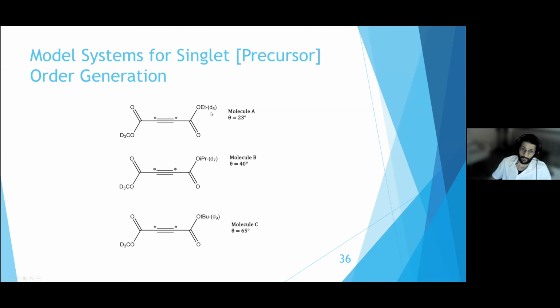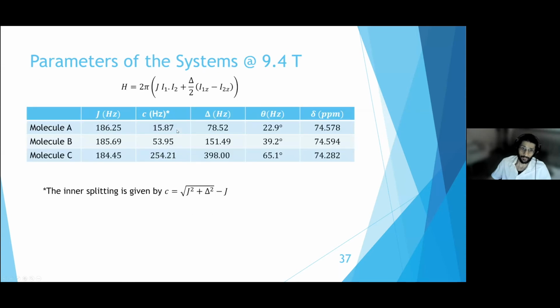But another thing you'll notice is that we've used deuterated substituents. And this turns out to be important because deuterons are less magnetic, and proton out-of-pair dipole interactions are really going to influence the singlet order here. We want to keep this 13C2 singlet order as long as possible. So deuterated is better.